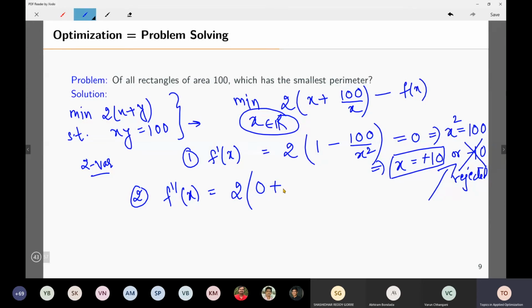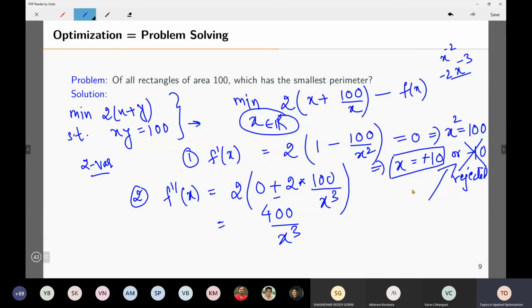This is like plus 2 because the 2 will come. Okay, and times 100 by x cube. I hope you remember these things. Because the derivative, what we did is derivative of -2. So derivative of minus x to the -2 is -2 x to the -3. -2 becomes +2 here. So this is like 400 by x cube.